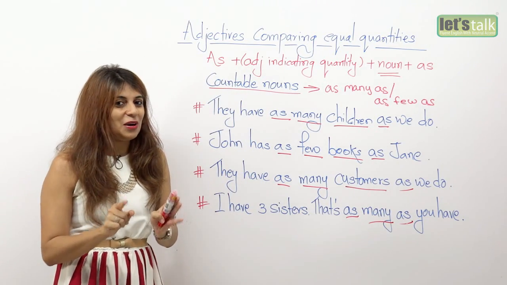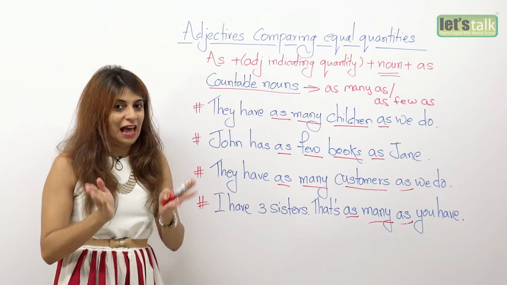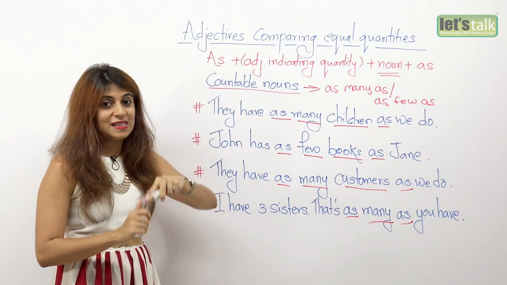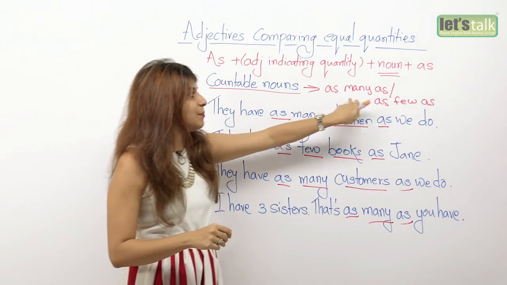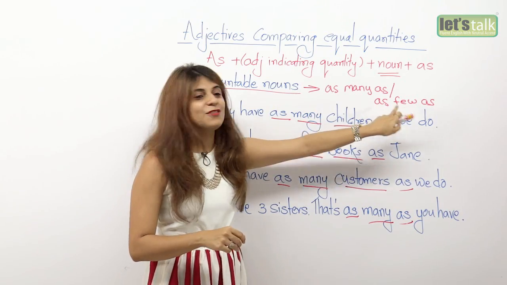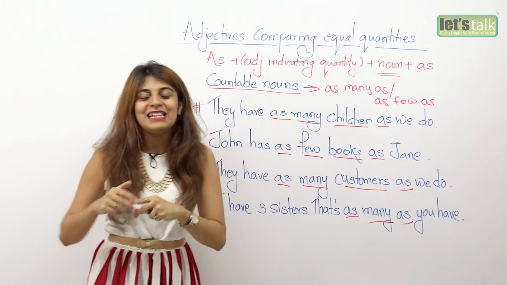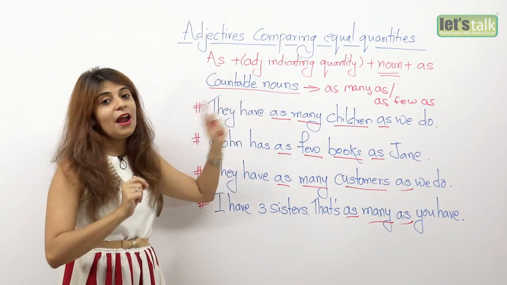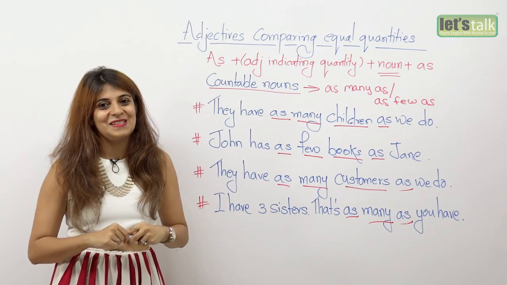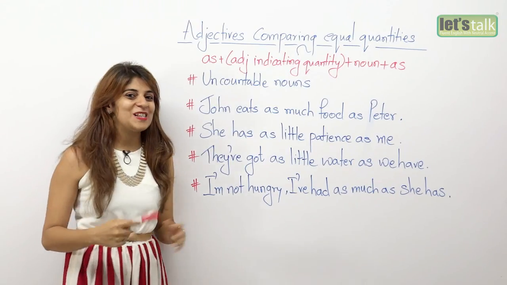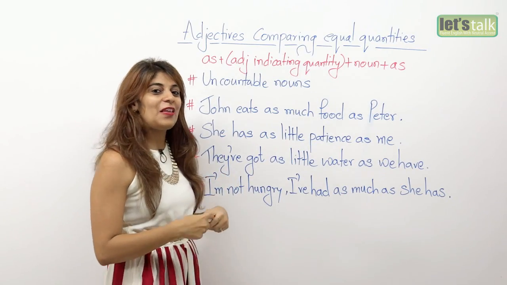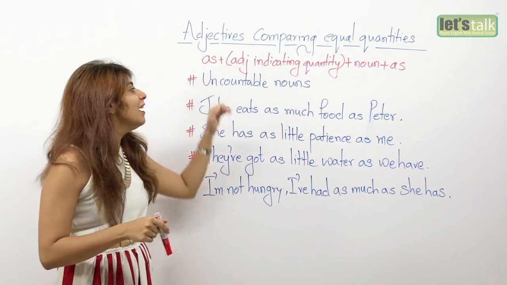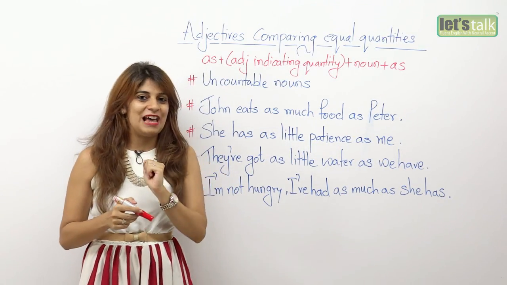So always remember, when we are comparing nouns, and if it's countable nouns, then we would use as many as or as few as. And now let's have a look at some examples comparing uncountable nouns. Alright, so we have certain examples here that would help you to understand comparing uncountable nouns.